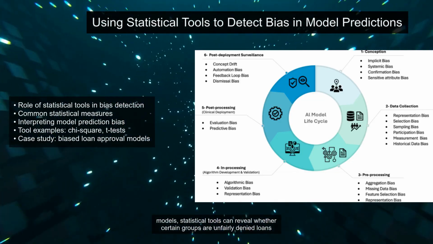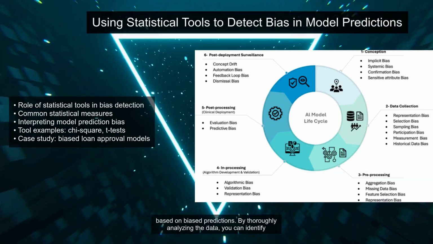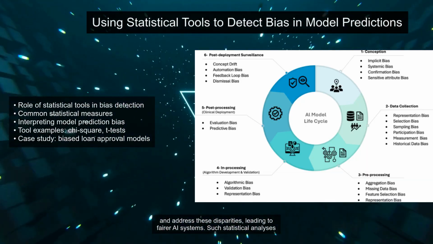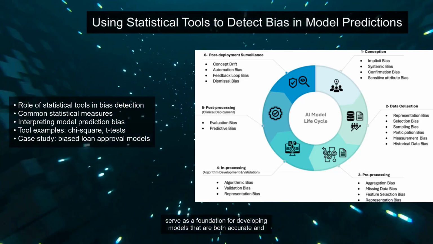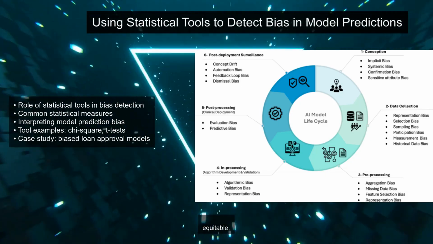For example, in loan approval models, statistical tools can reveal whether certain groups are unfairly denied loans based on biased predictions. By thoroughly analyzing the data, you can identify and address these disparities, leading to fairer AI systems. Such statistical analyses serve as a foundation for developing models that are both accurate and equitable.